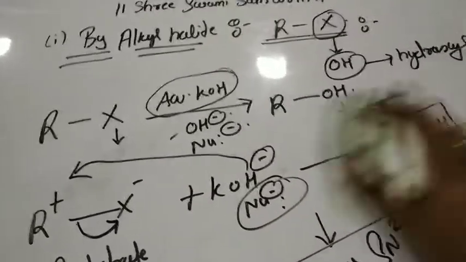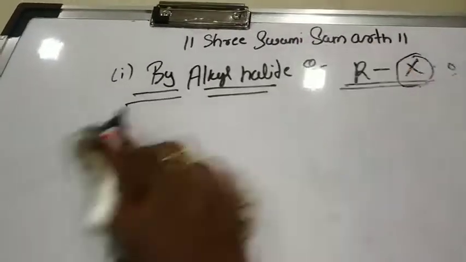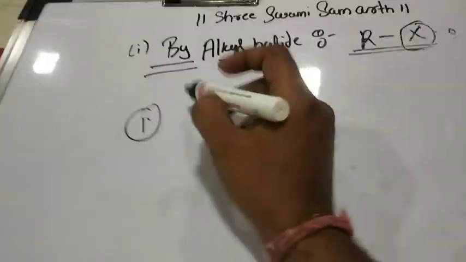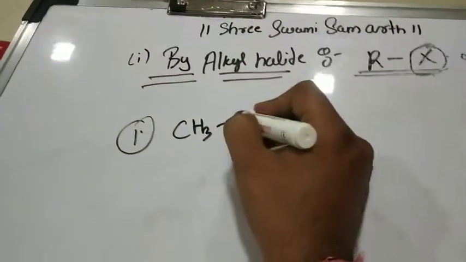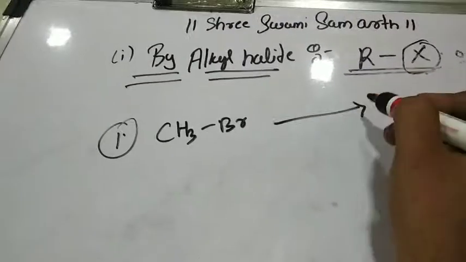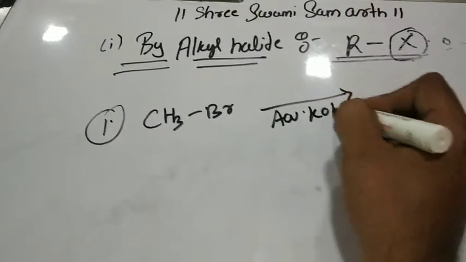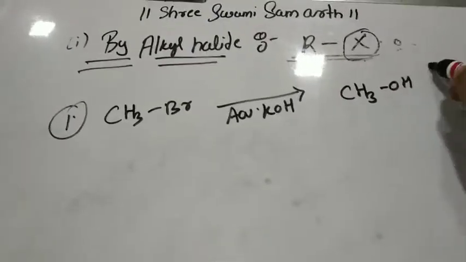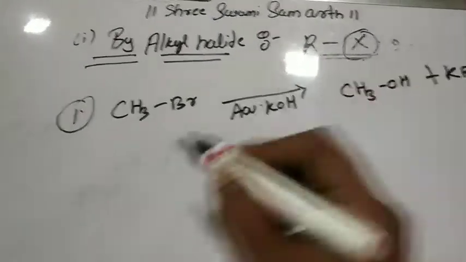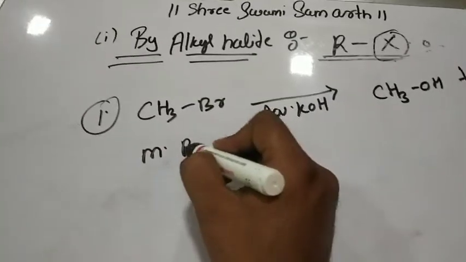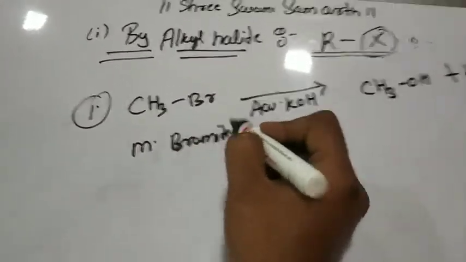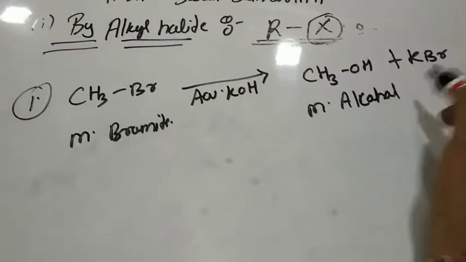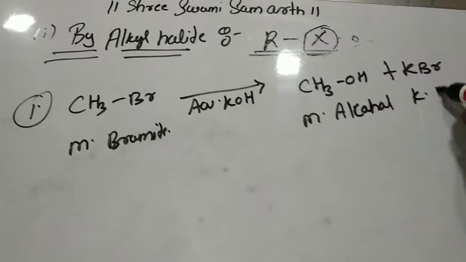Let's take one example, then you can come to know. Instead of RX we are going to take CH3Br. You can note down this reaction: CH3Br in presence of aqueous KOH gives CH3OH plus KBr. What is the name of this compound? Methyl bromide. What is the name of this compound? Methyl alcohol. This is potassium bromide.